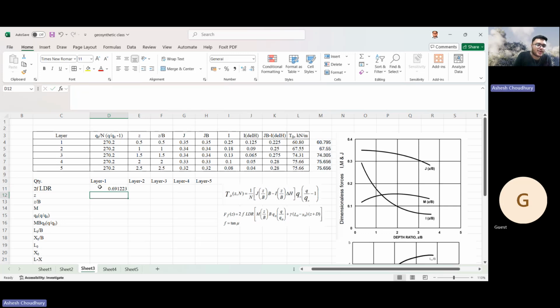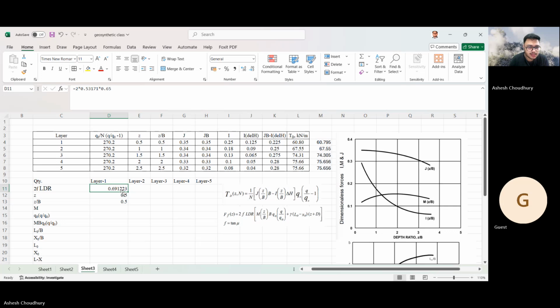Okay, so it will come as 0.691. Right now, for the first layer, what is my Z? My Z is 0.5. What is my Z by B? It is also 0.5. What is my M? M is a function of Z by B. Now, what do you have to do? Let me just write these terms for all the layers first.